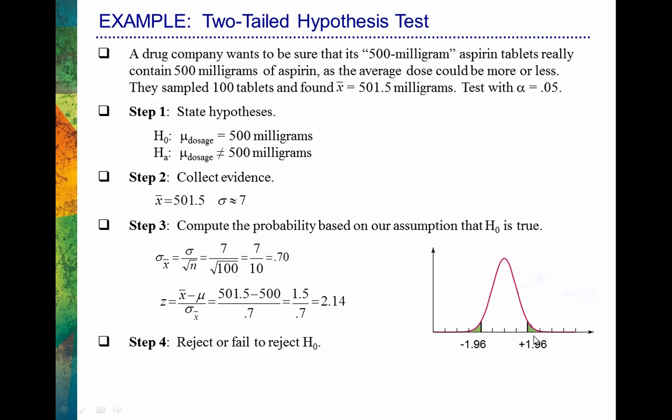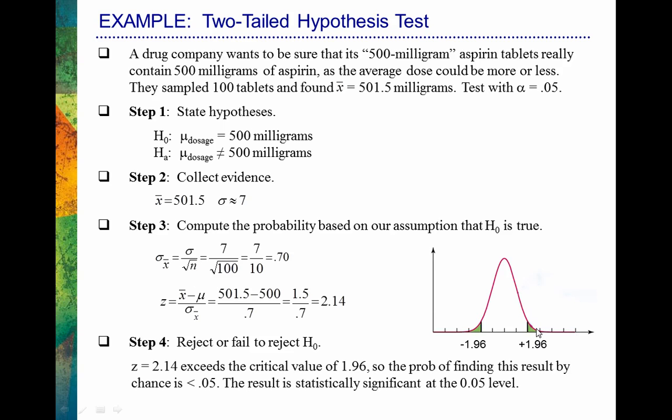Well, 2.14 is clearly in this critical region, otherwise known as a rejection zone. So it's the type of sample mean that we would not expect to find very often just by chance if the true population mean is equal to 500. So now we have enough evidence to doubt that this null hypothesis is correct. We have enough evidence because our mean is in that rejection zone to rule out the null hypothesis.